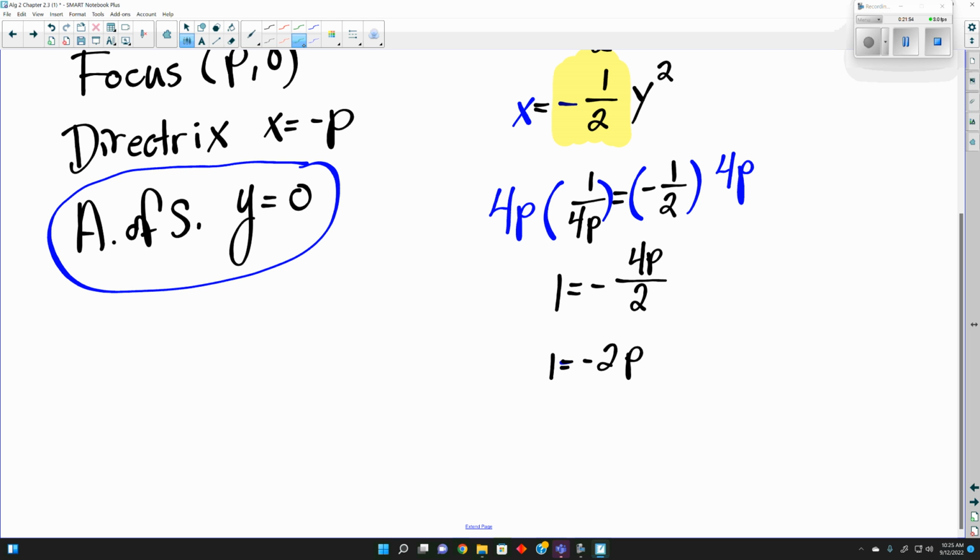Is P by itself? So what do we need to do? Divide both sides by negative 2. Which tells us P is equal to what? Negative 1/2.